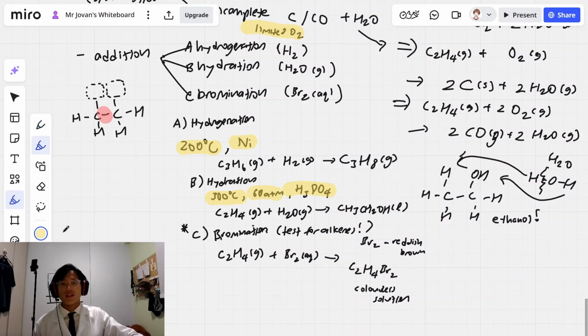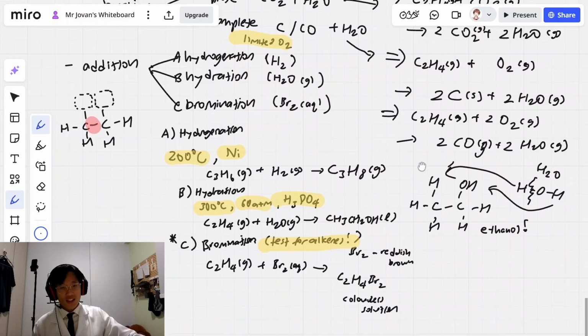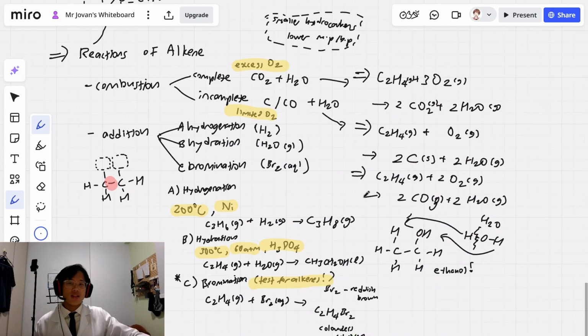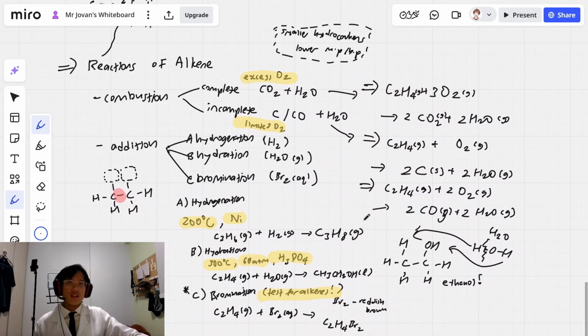So in this case, I'm going to highlight: test for alkenes. There is no special condition, so you don't have to remember any special condition. And that's it for alkenes for now. There is more about it in polymerization, but I will cover that in my next summary. So now you can pause the video if you want to write down anything.